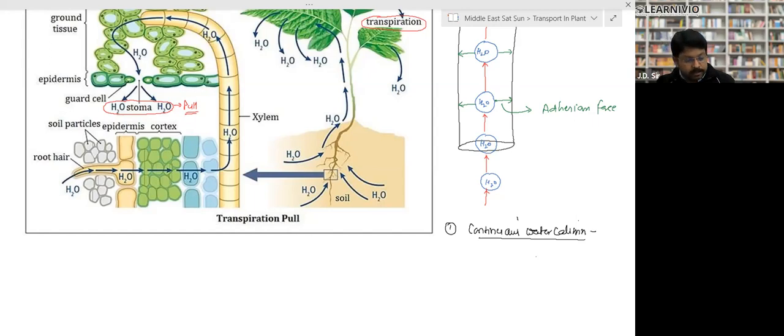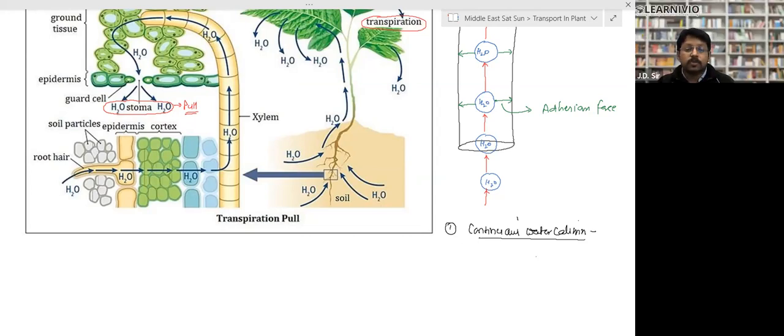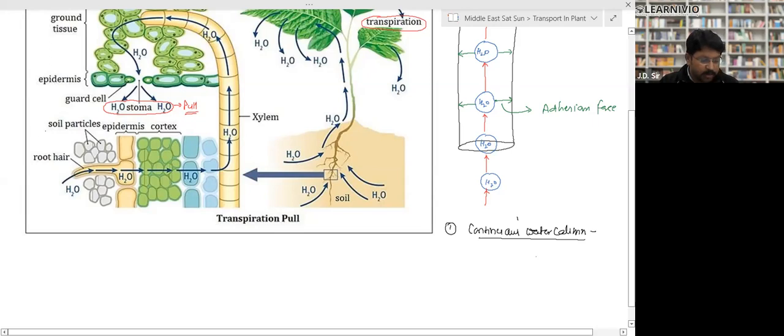The water column is present in tracheary elements. Full stop. Tracheary means tracheids and xylem vessels, right? The water column is present in tracheary elements. Full stop.